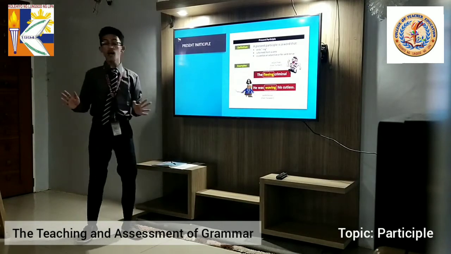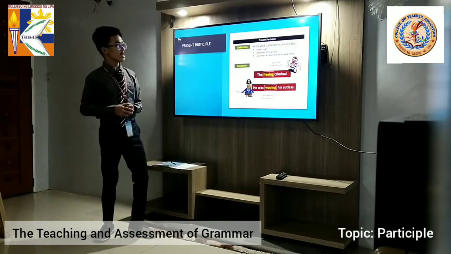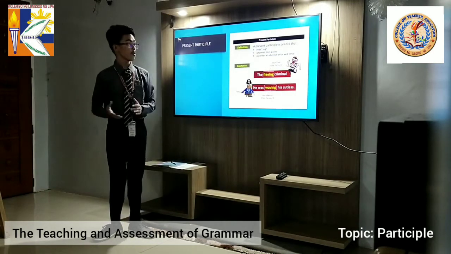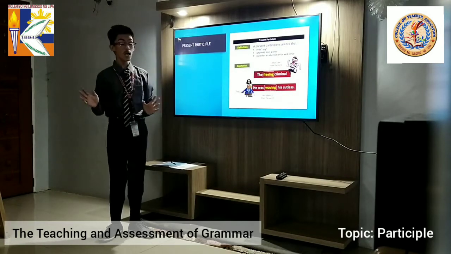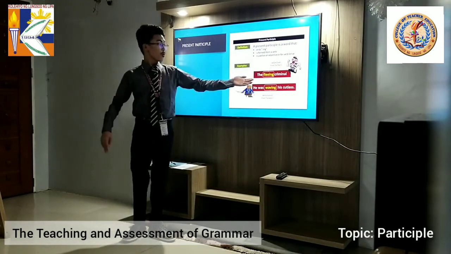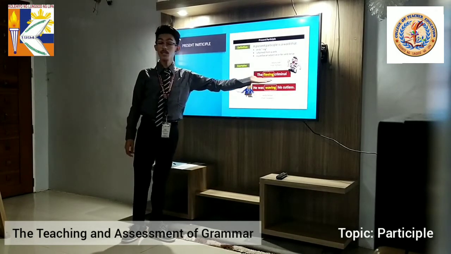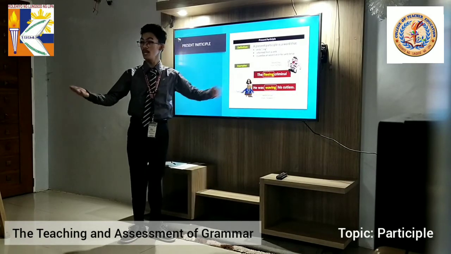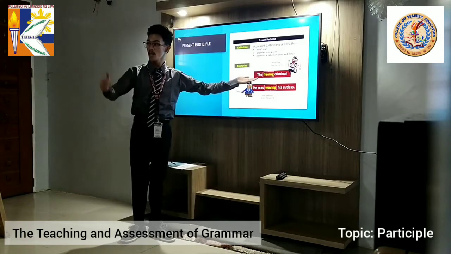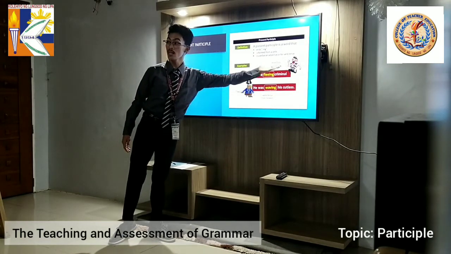Can you read the definition? Okay, very good. It ends with ing and is formed from a verb, and it is used as an adjective or as a verb tense. So we have here two main examples. We have here the first sentence, the fleeing criminal. So we have here the word fleeing, which is used as an adjective to describe what word? What word is being described in our first example? Very good, criminal. So fleeing is describing the criminal.